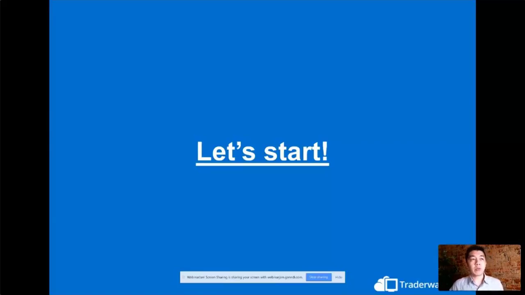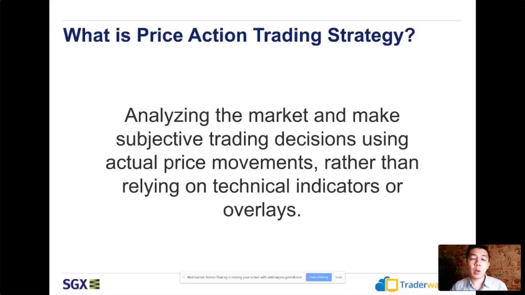So as we can see, the title of the webinar is about using price action trading strategy to analyze and to find good entry and exit levels and positions. So essentially what price action trading strategy is about is analyzing the market and making subjective trading decisions using price movements rather than relying on technical indicators or overlay.